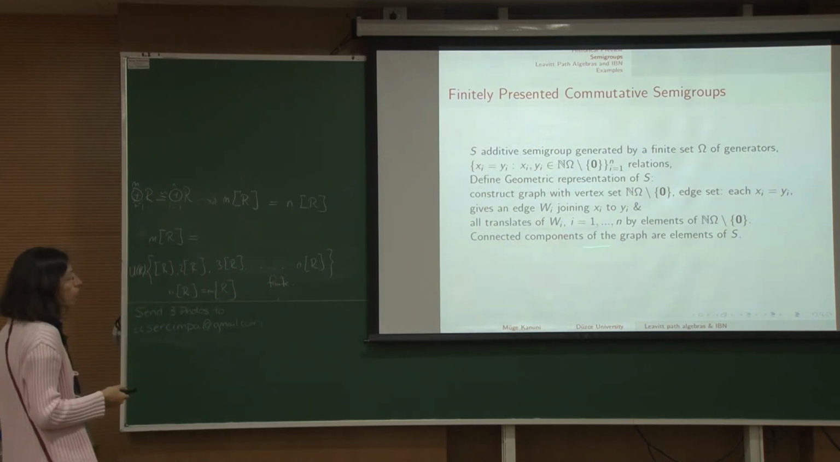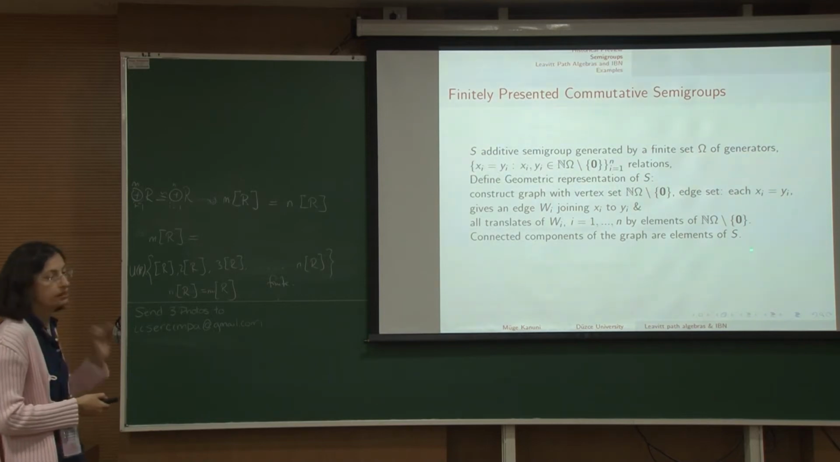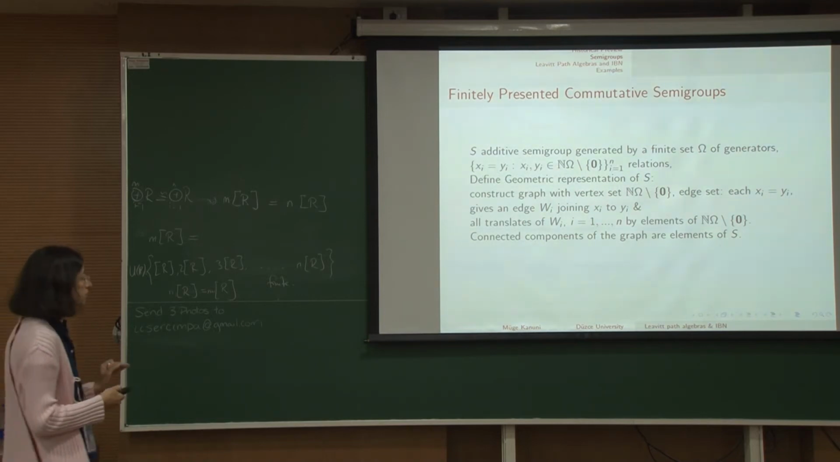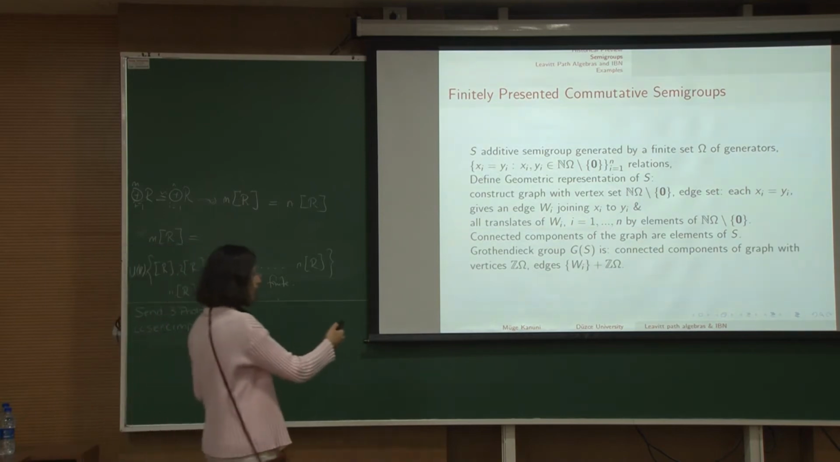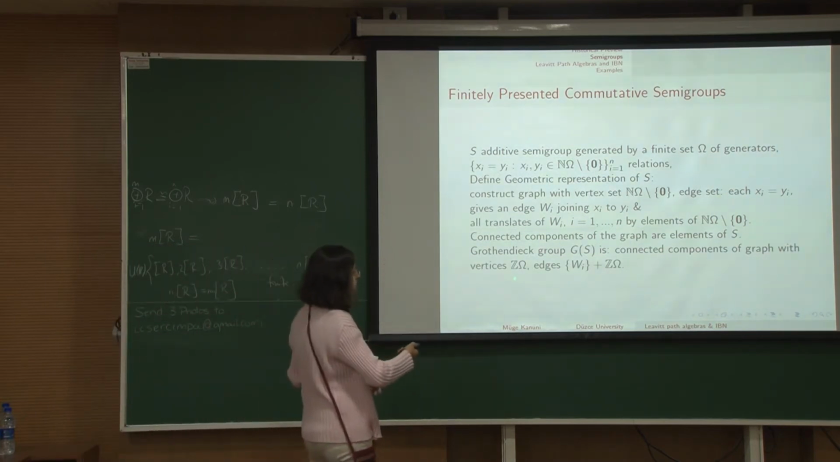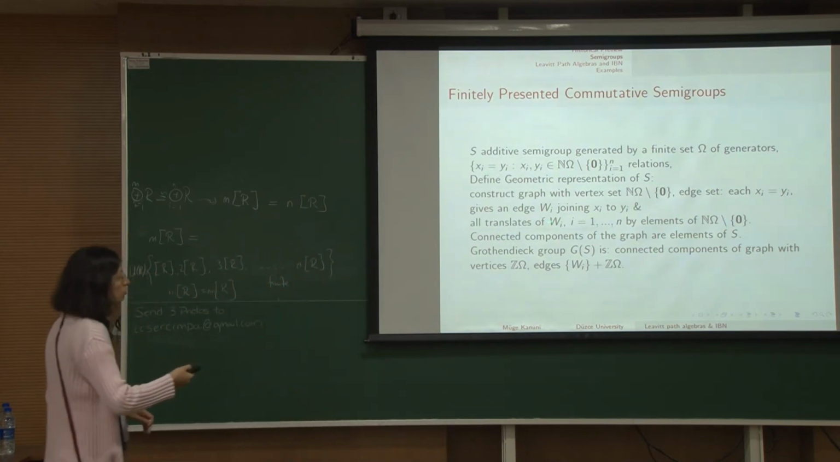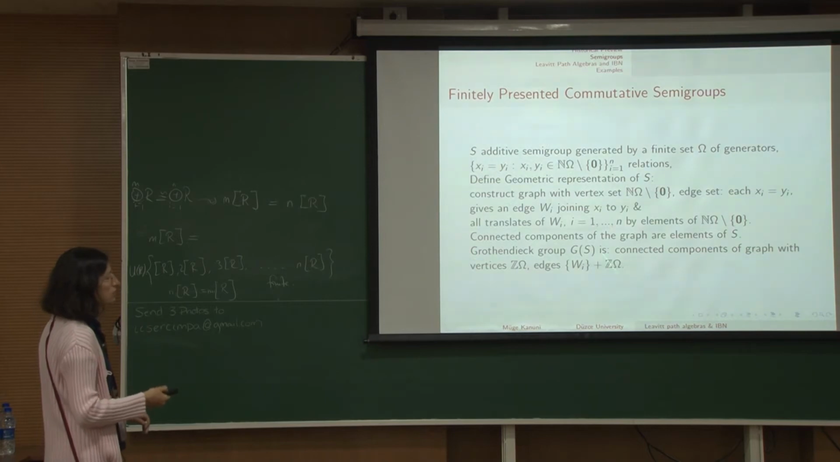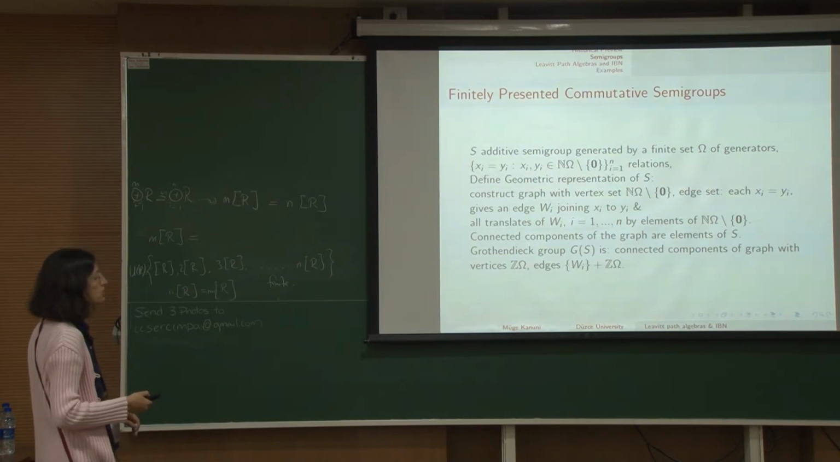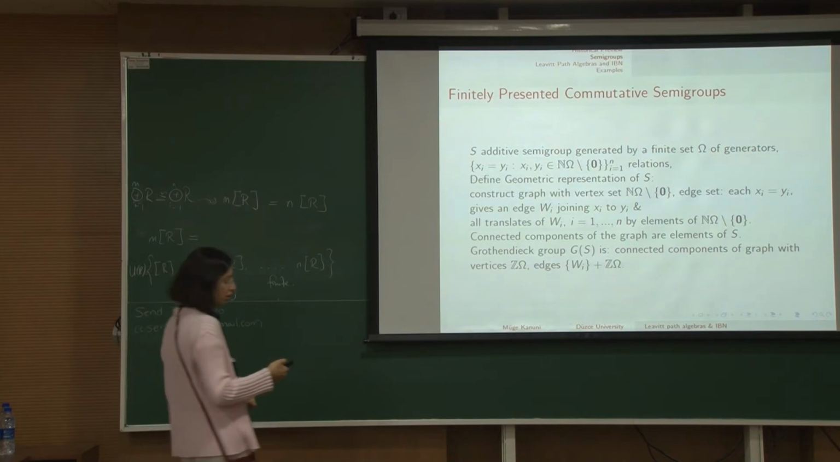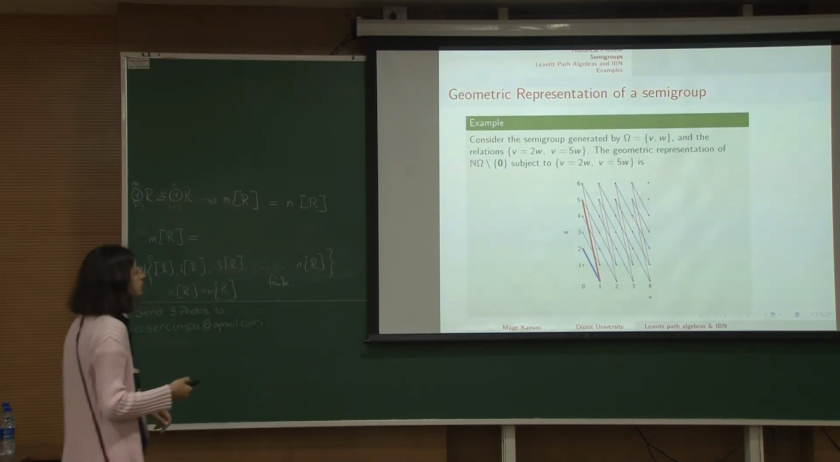Then the connected components of the graphs are going to be the elements in this. Let me give you an example. So that will be the geometric representation of the semigroup. For the quadratic group, now instead of N omega, I'm going to extend the whole picture to Z omega via the translates in the Z omega. That will give me the quadratic group. Let me give you an example to be more concrete.